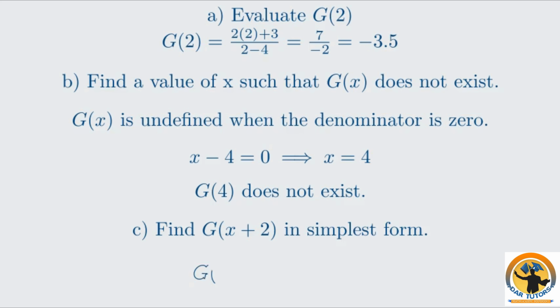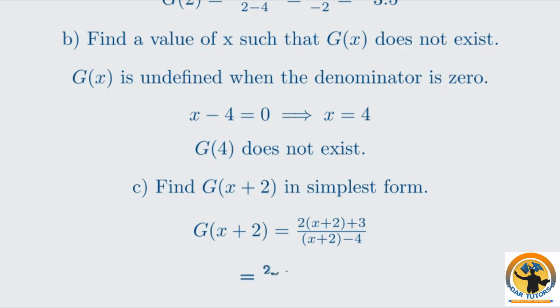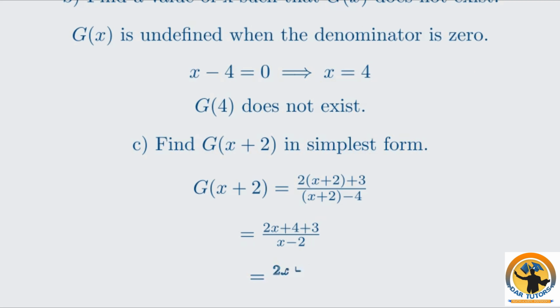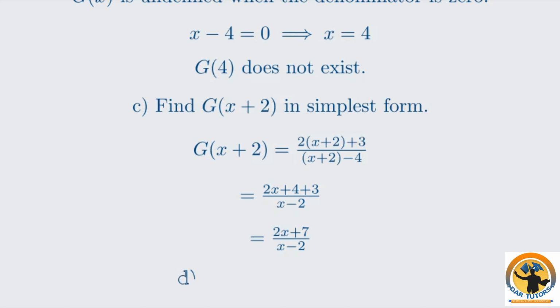We replace every x with x plus 2. This gives us 2 times the quantity x plus 2 plus 3 all over the quantity x plus 2 minus 4. Expanding the numerator gives 2x plus 7. Simplifying the denominator gives x minus 2, so g of x plus 2 is 2x plus 7 over x minus 2.